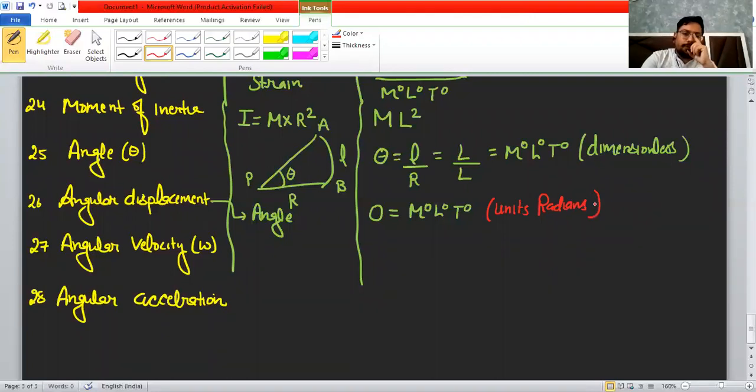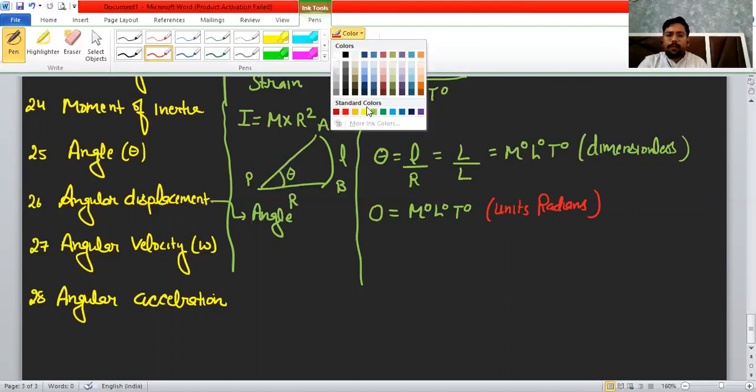So हमसे क्वेश्चन पूछा जा सकता है, name a quantity which is dimensionless but it has units. So we can give the answer as angle, because angle has units of radians but it does not have any dimensions.